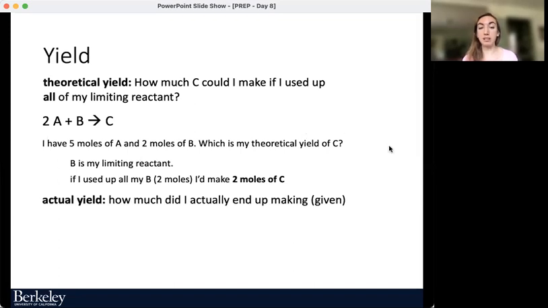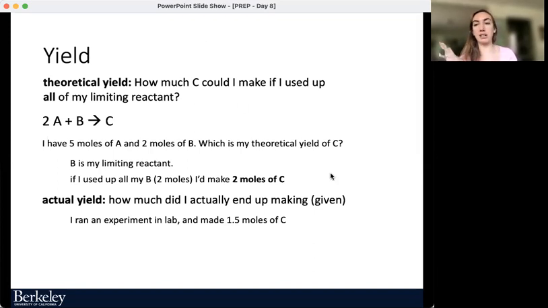The actual yield is how much you actually end up making. So this you can't figure out. This is like I ran an experiment in my lab and I found that I made 1 mole of C or 1.5 moles of C. So on a test, or when you're not in a lab, someone would have to tell you this. So in this case, I ran an experiment in my lab and I actually made 1.5 moles of C.